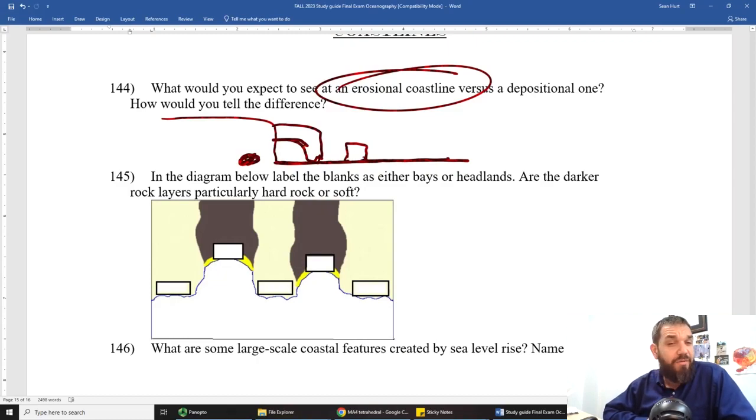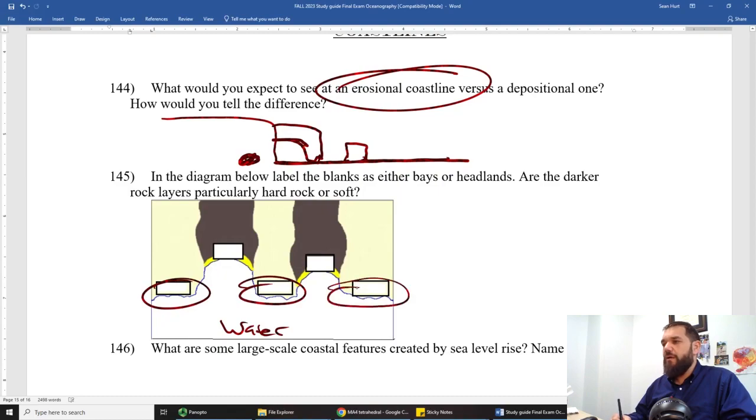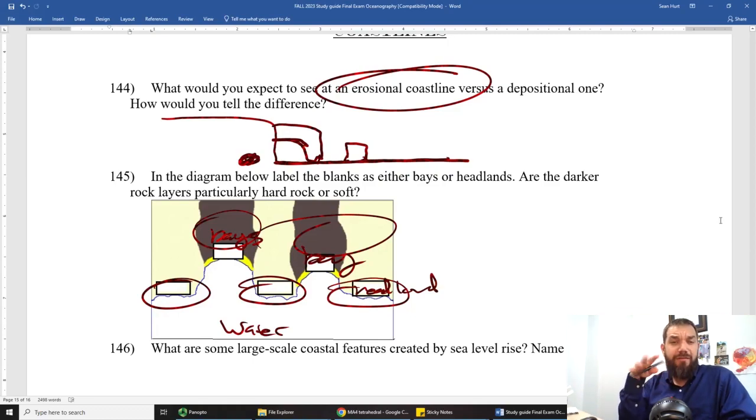Depositional coastlines, of course, have a lot of deposition. So when you think of a depositional coastline, you should think of a beach. Beaches are really characteristic of depositional coastlines. In the diagram below, label the blanks as either bays or headlands. So remember the things that stick out. This is supposed to be the water here. Sorry, I should really paint this blue. These points that stick out, which are made of the harder rock, are called the headlands. And these points that are made of the softer rock are called the bays, okay? Because that darker rock is softer, it gets eroded more easily, and you end up creating these enclosed bays.